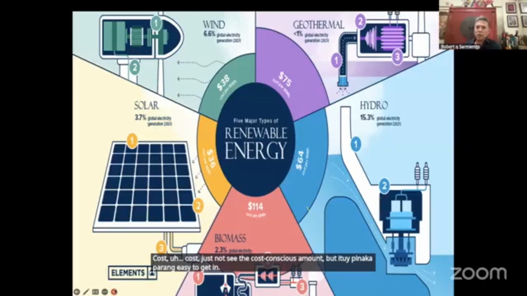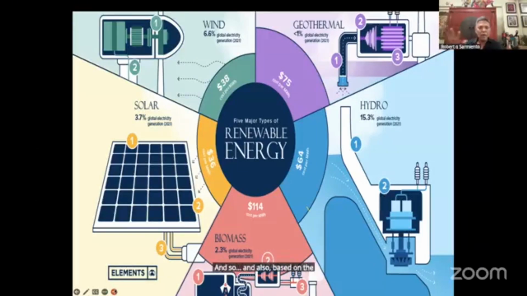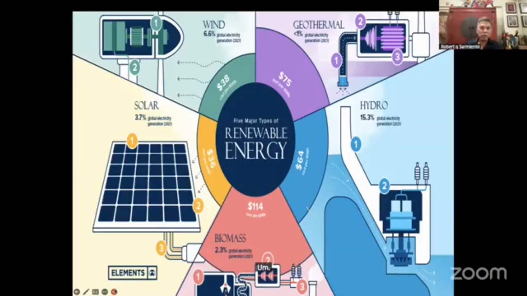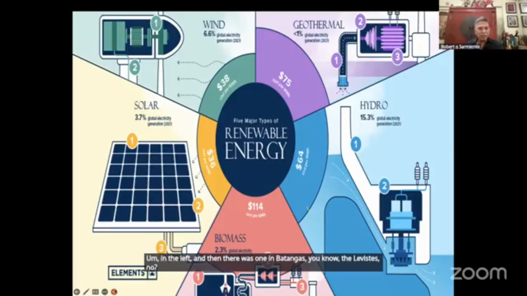And also based on the terrain of the land, flat land, nandiyan ang North Luzon. That's why you've seen the rise. Saan ba nag-develop muna sa Bataan? Before it was started in Tarlac, and then there was one in Batangas, the Levistes, no? Why? The land was flat.